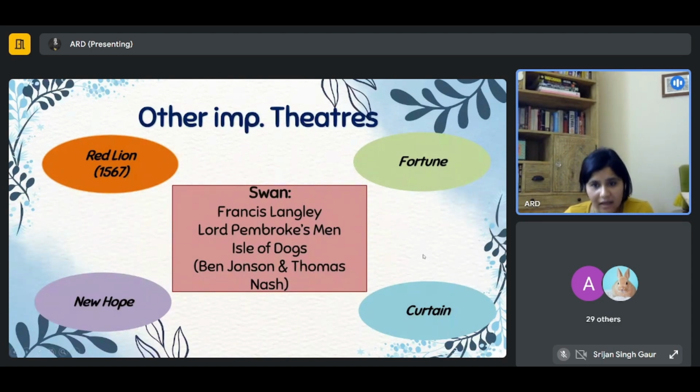There was the Swan Theatre, which was owned by Francis Langley. In the Swan Theatre, The Isle of Dogs was played. Remember, The Isle of Dogs was a very controversial play. We are not going to talk about Ben Jonson today because of the lack of time, but Ben Jonson is also a very important Elizabethan and Jacobean dramatist. So this happened, The Isle of Dogs was staged in the Swan by Lord Pembroke's Men, and Ben Jonson and Thomas Nashe came into some controversy. Thomas Nashe was also incarcerated because of it. Okay, then there was the Red Lion Theatre, then the Fortune, then the Newington Butts, then the Curtain.